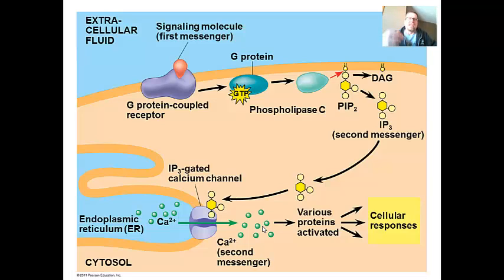Anyhow, that's the idea of what a transduction pathway does, either through second messengers or phosphorylation: take a very small signal, amplify it, speed it up, and then get singular or multiple cellular responses.